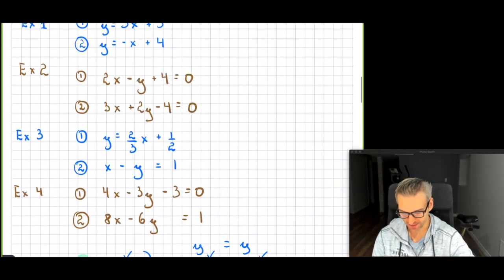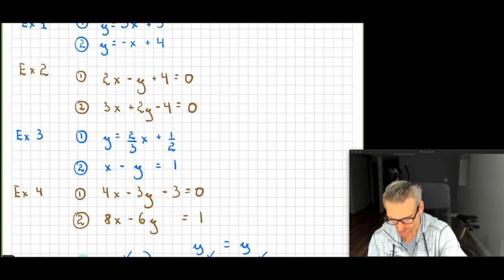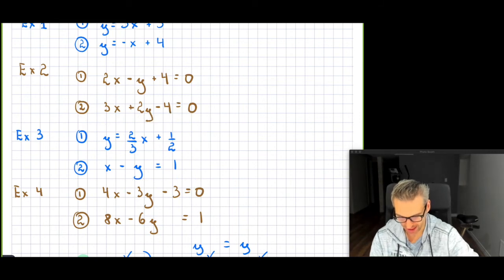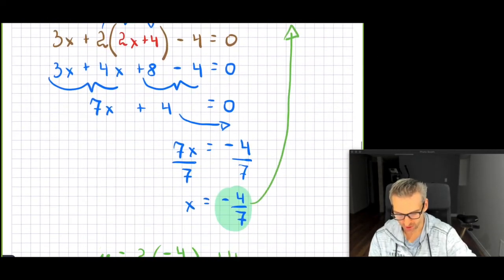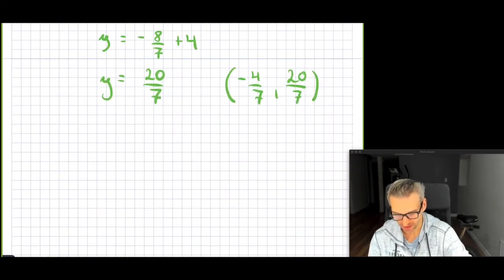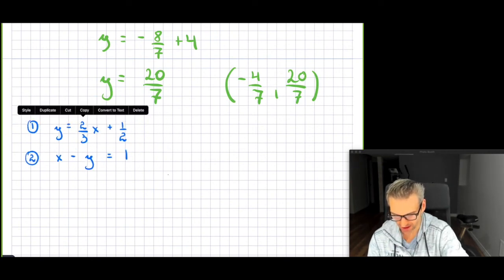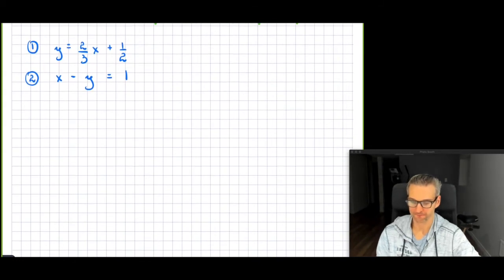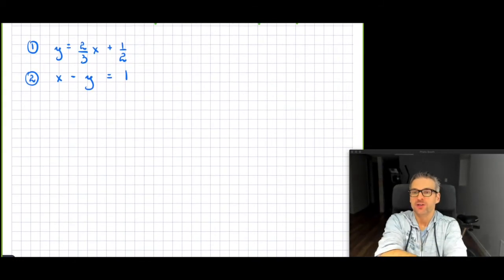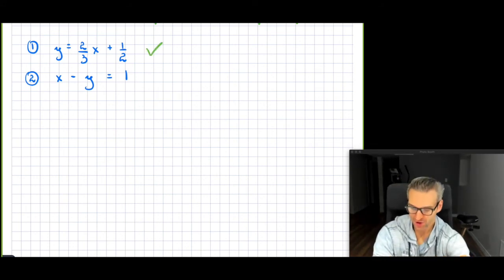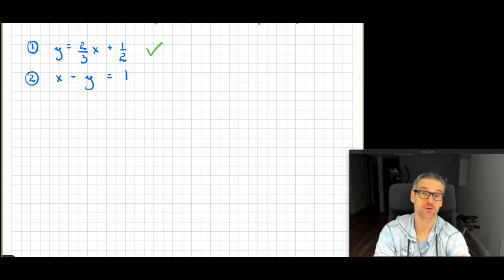With the examples that I provided, here is another example. Let me copy this down and let's see what happens here. Hopefully the more examples that you see, the easier it becomes for you. So what would we do here? It looks like our first line is in the slope-intercept form. So that's great.